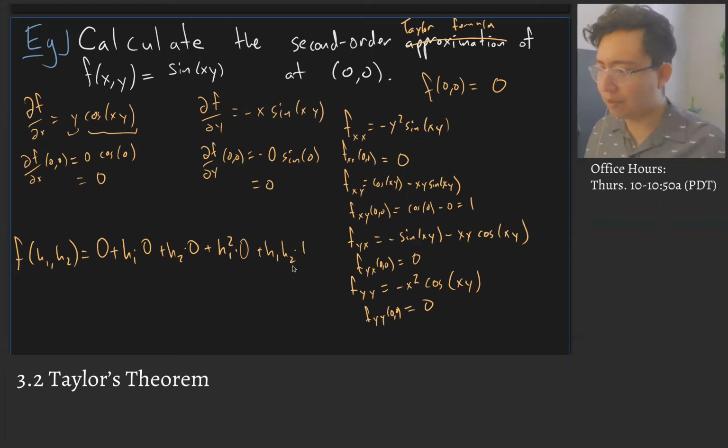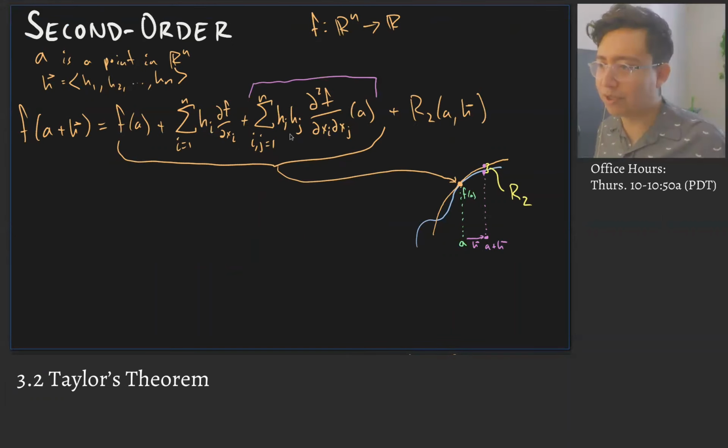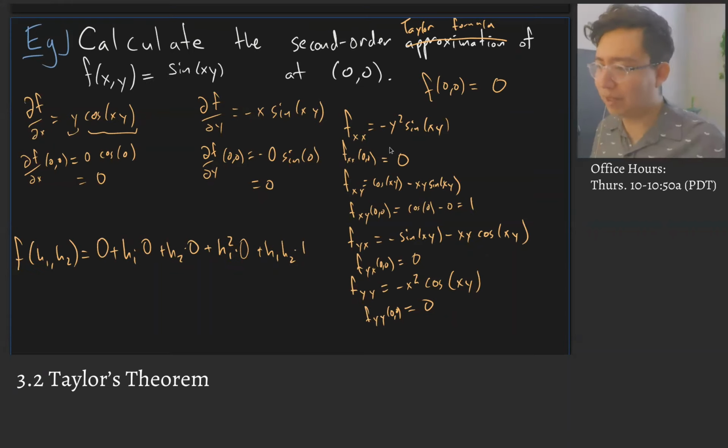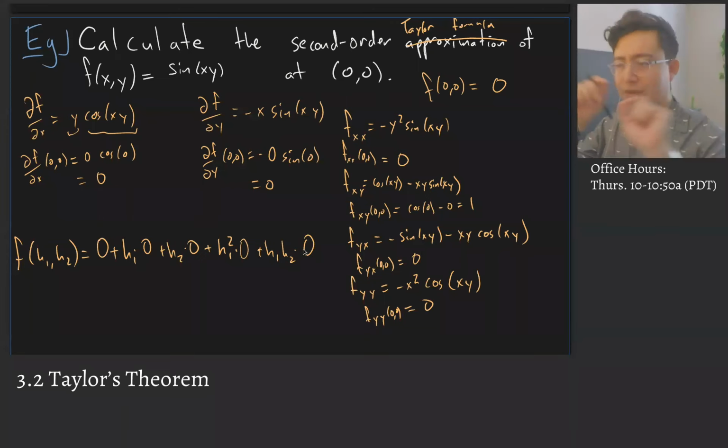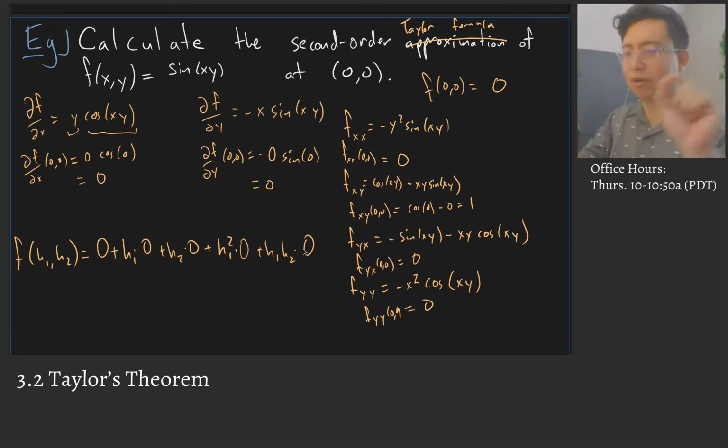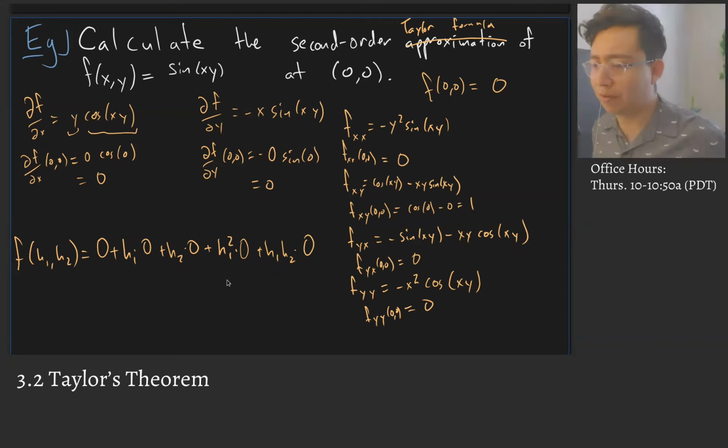Actually, let me make sure. So remember that the order switches. So h1, h2 should go with d squared f of dx dy, but this here is dy dx. So this one should be paired with this one, the awkward thing of switching the orders by using the different notation. These are in the opposite order. And so then h2, h1 should be paired with fxy, right?